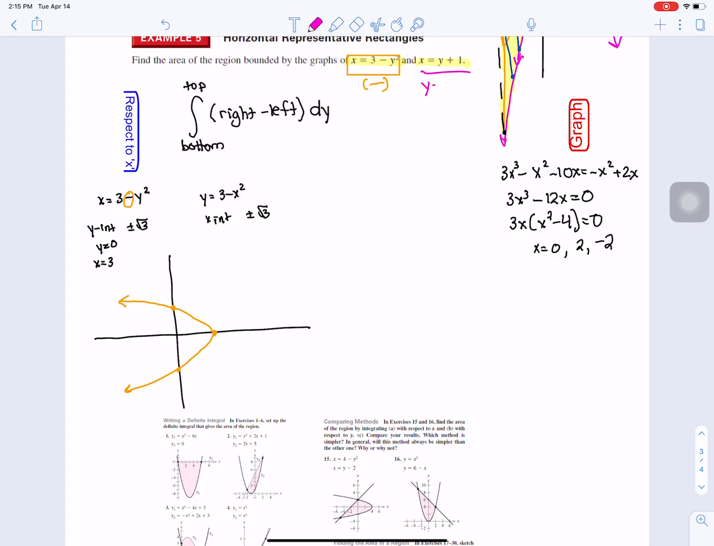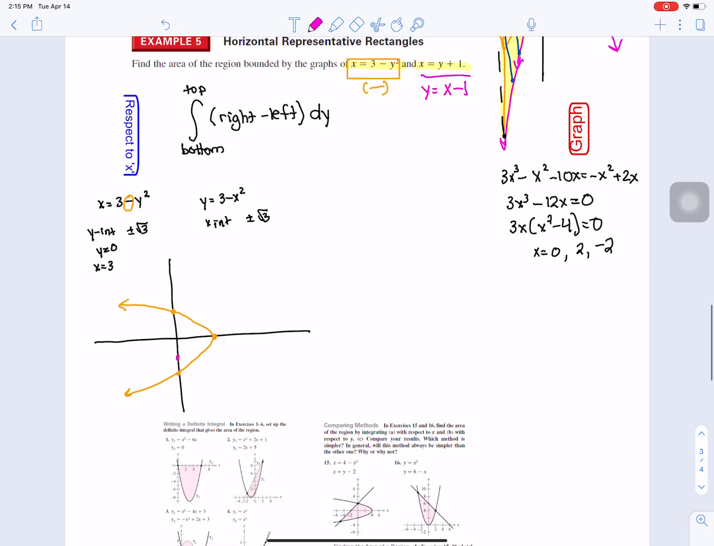And in this one, I'm just going to rearrange for y. I'm going to leave the y on the right, leave the x on the left. So this will be x minus 1. And then I'm going to plot that function normally. So when x is 0, y is negative 1. When y is 0, x is positive 1. And I'm going to just go ahead and sketch that function, which is in pink.